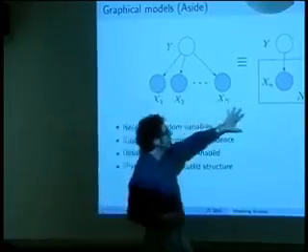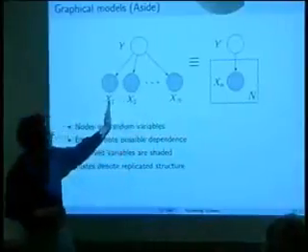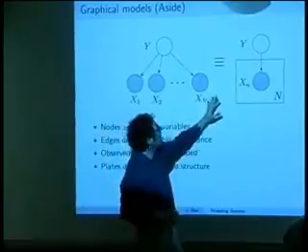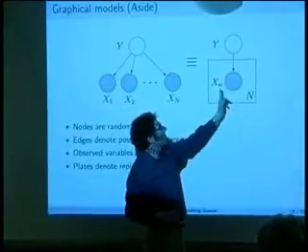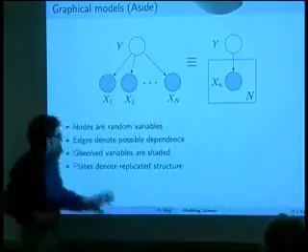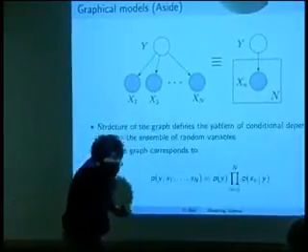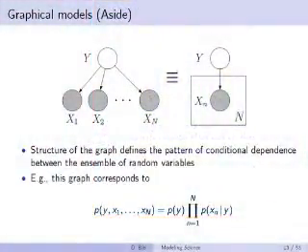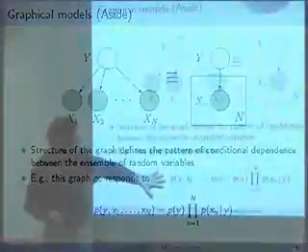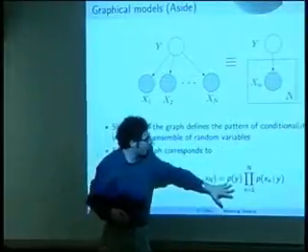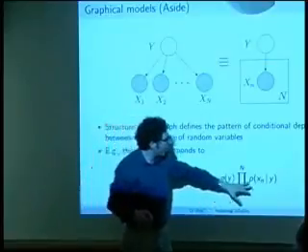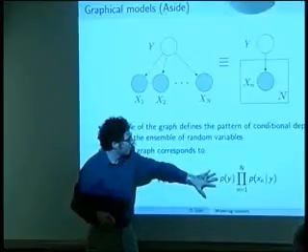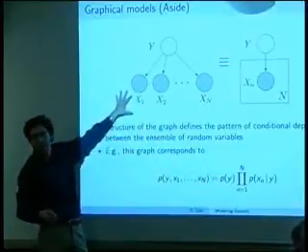I'm going to make heavy use of this plate notation, where this kind of replication that we're going to see a lot in these document models can be shorthanded by putting a box around x, a number there, and an index on x. So this is a graphical model. And the structure of this graph defines the pattern of dependence between the random variables. For example, this graph corresponds to this joint distribution where y is independent of everything else, and then each x is independent conditioned on y. This is a typical conditional independence assumption, represented by this graphical model.